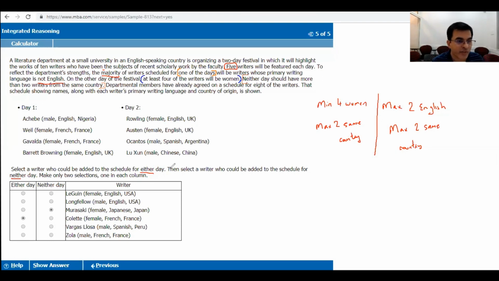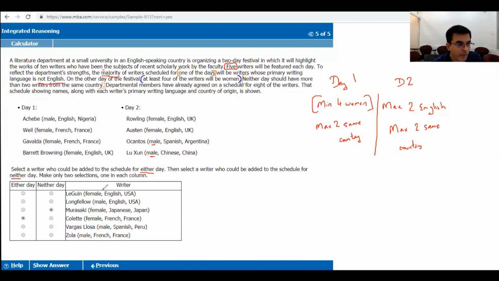So let's start with the first one. She's female. Now before that, we don't know which day which condition applies, but here we already have 2 males on day 2. If we already have 2 males on day 2, the min 4 women condition can never be met on day 2. So this therefore becomes the condition for day 1, and this becomes the condition for day 2. Okay, so that's how we can derive which check applies to what.